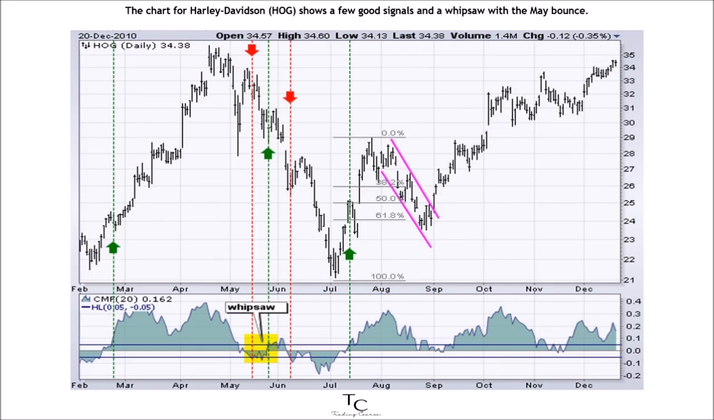The chart for Harley-Davidson shows a few good signals and a whipsaw with the May bounce. CMF moved above plus 0.05 for a few days. But this move failed to hold and the indicator broke back below minus 0.05 in early June. Whipsaws are going to happen, especially during volatile periods or when the trend flattens. CMF turned bullish in July and stayed bullish the rest of the year.